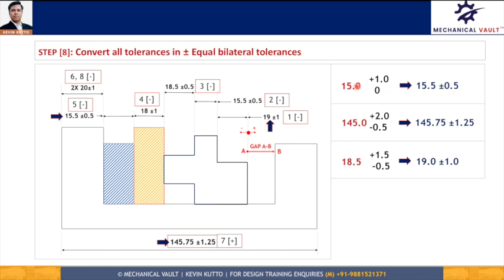Now you see the upper limit 15 plus 1, which is 16, and you get the same upper limit with 15.5 plus 0.5, which is 16. And if you see the lower limit 15, you get the same limit: 15.5 minus 0.5 is 15.